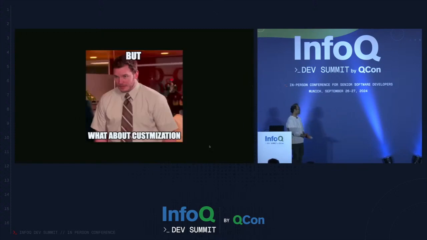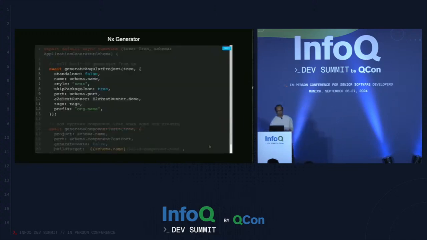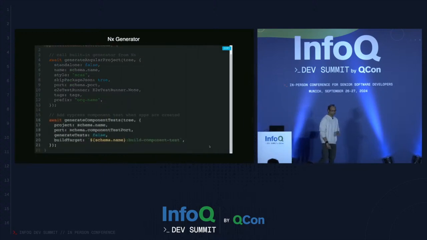But another issue is that most enterprises have their own way of creating applications. They may need some customization: I want to create an application, but I need some extra files to be created along with it. NX offers you the way to customize how your projects will be created. In our use case, whenever we create an Angular application, we also add the ability to write component tests. So we took the functionality from NX, added all this into a single plugin, and gave it to our developers, so whenever you create a new application, you also get component tests out of the box.